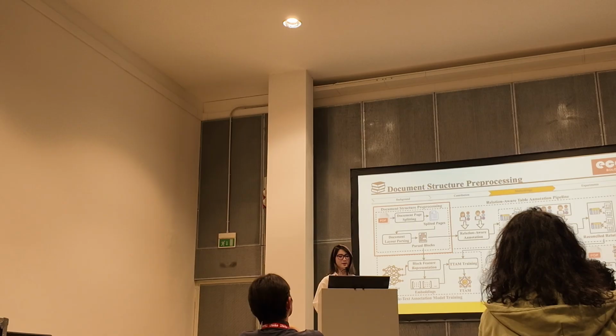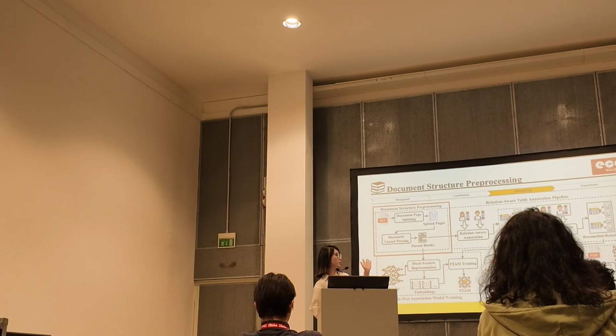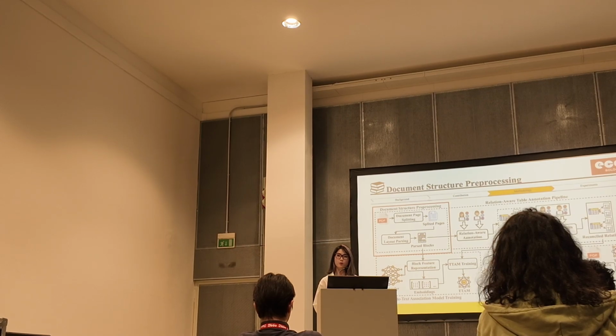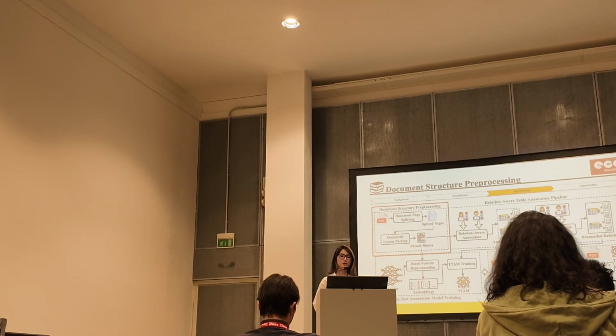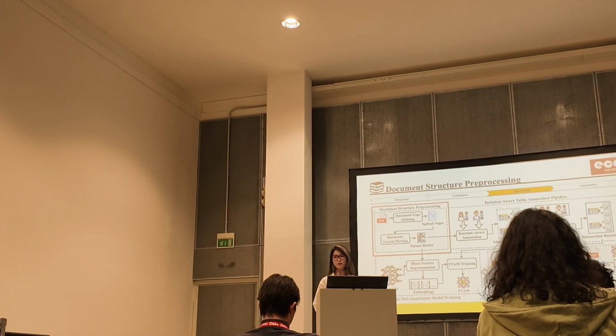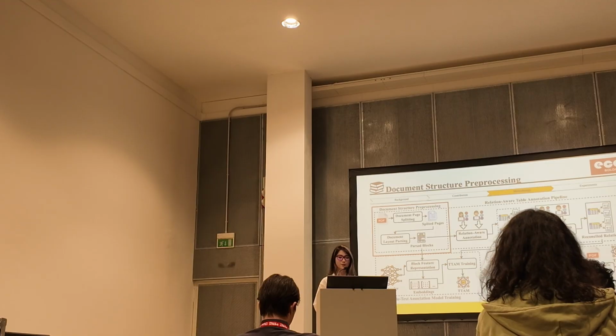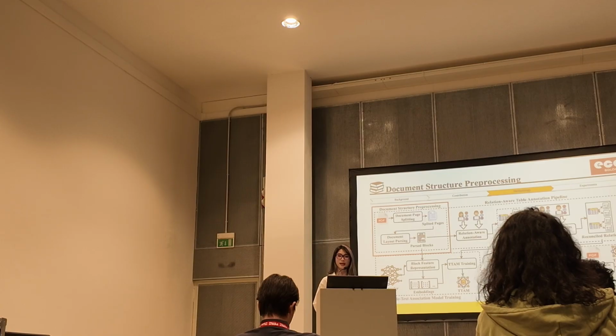The first one, the document structure preprocessing module, mainly performs layout detection. The input could be one or a set of PDFs, and each document will first be split into separate pages, and then we perform document layout parsing to recognize different layout blocks. That includes, for example, the title, the list, the figure, the table, and the text. Then OCR techniques are used to extract the text content in each block.